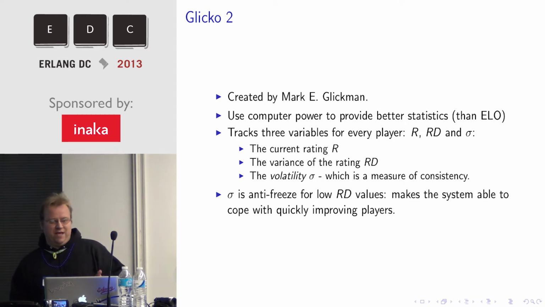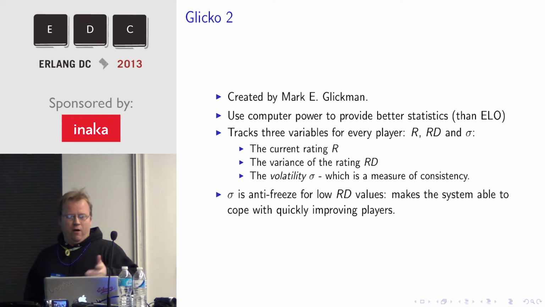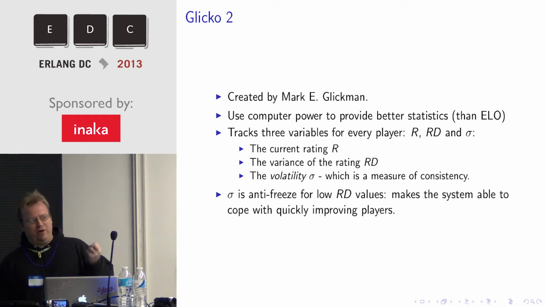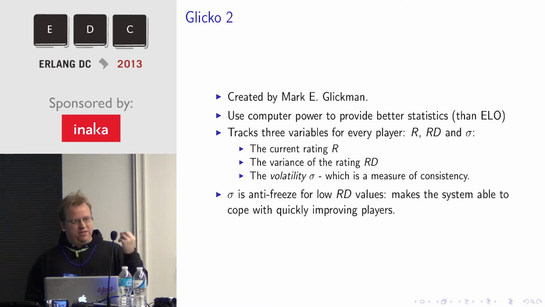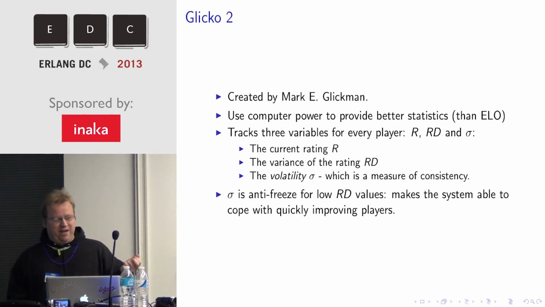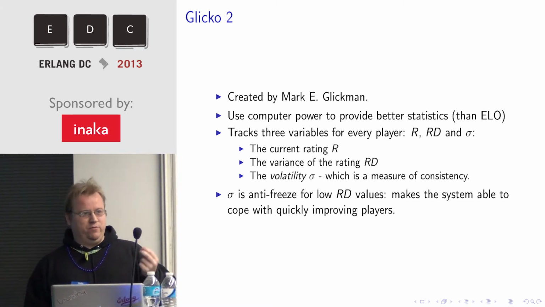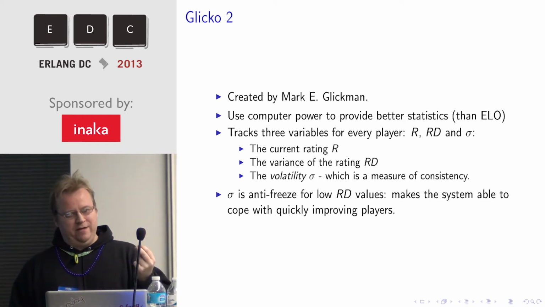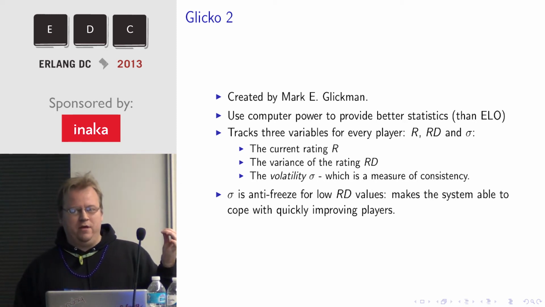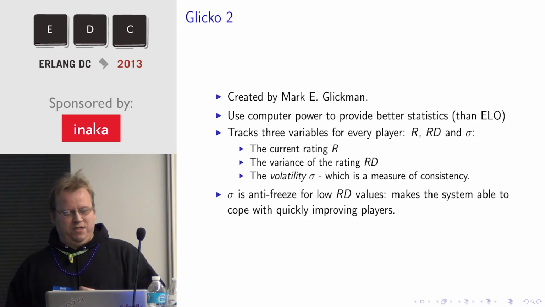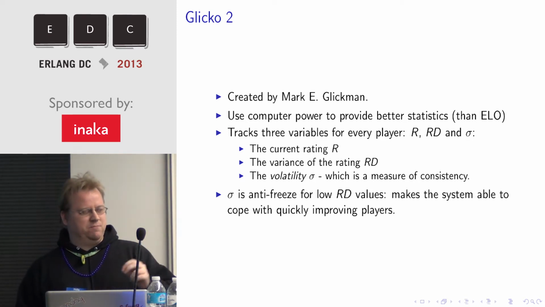So rather than Elo, which essentially just tracks a rating R for a given player, I track two other values as well in my statistical model. I track a rating deviance, or variance, which tells me how confident I am in a given R value, and I track a volatility, which basically measures how consistent the player is playing.